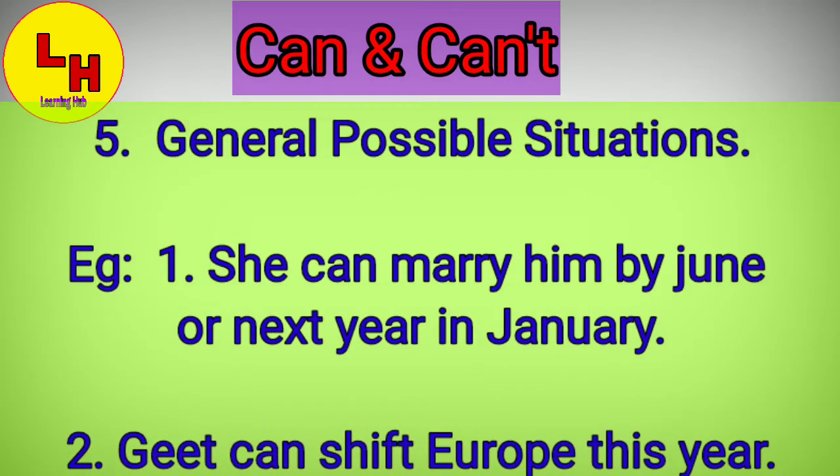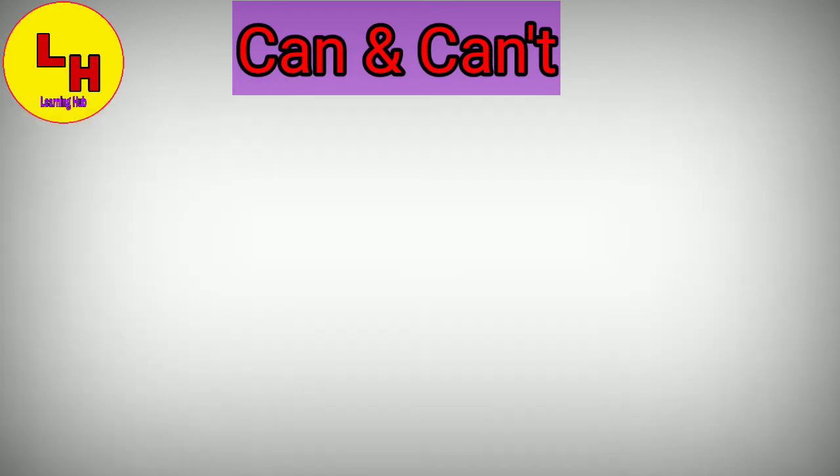Point number 5, real possible situations or general possible situations. She can marry him by June or next year in January. Geet can shift to Europe this year. In both the sentences, it is showing the possibilities behind the marriage and behind Geet shifting to Europe. Hope it is clear till here.